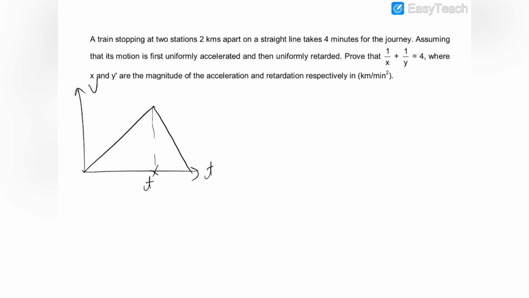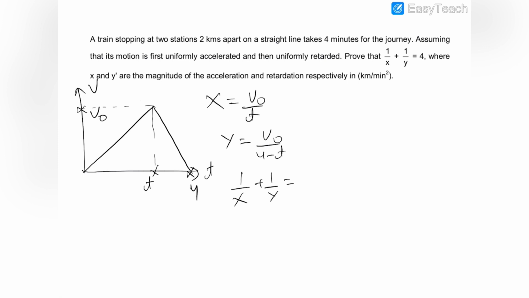And let us suppose that t is the time in which the train accelerated, and the total time is given as 4. So we can see, if we assume that this velocity is v naught, then the acceleration x will be equal to v naught upon t, and y is equal to v naught upon 4 minus t. So 1 upon x plus 1 upon y will be equal to 4 upon v naught.